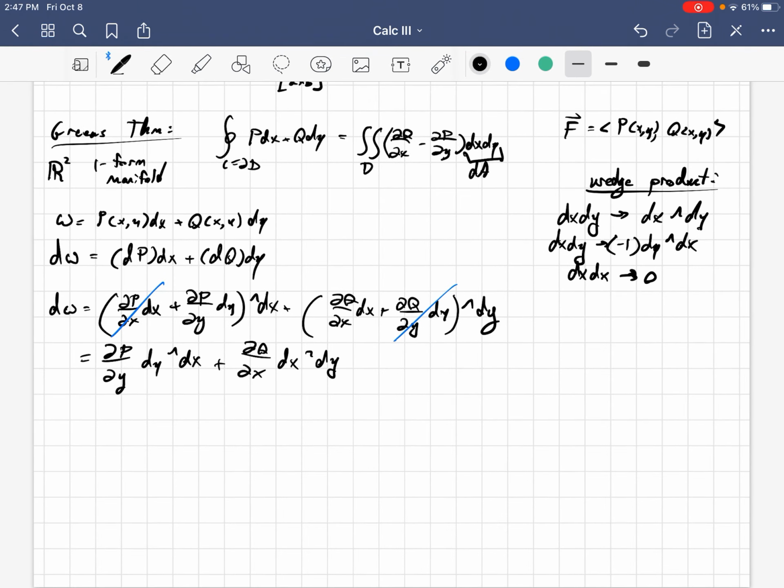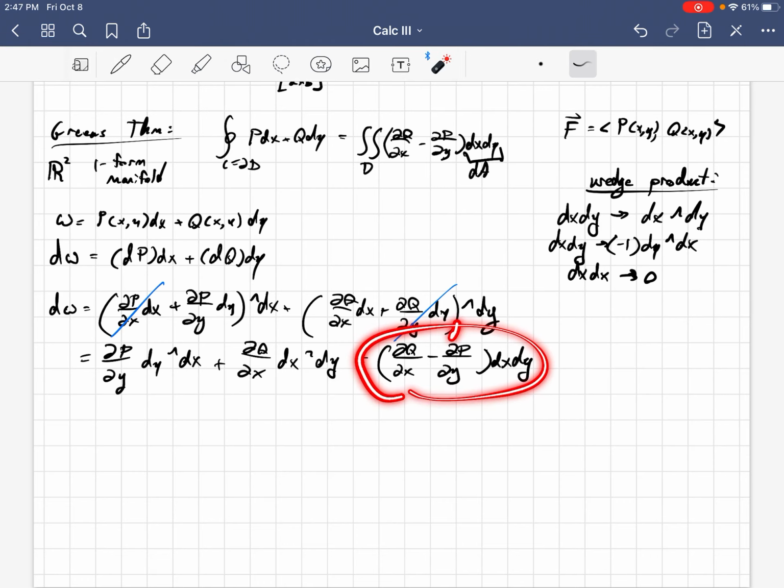And now we just need to be careful here because we have dy wedge dx and dx wedge dy. Since the wedge product is anti-commutative, we just have to deal with the signs. Usually it's nice to take it in alphabetical order of x and then y. So I'll instead write this as the partial of Q with respect to x minus the partial of P with respect to y, dx dy. And voila, that is exactly what we have on the right-hand side of Green's theorem. And we're done. That's a super simple proof of Green's theorem as a consequence of Stokes' theorem.